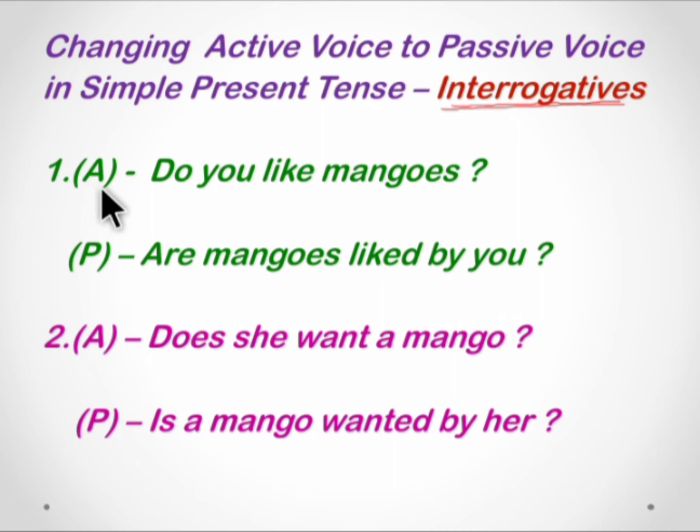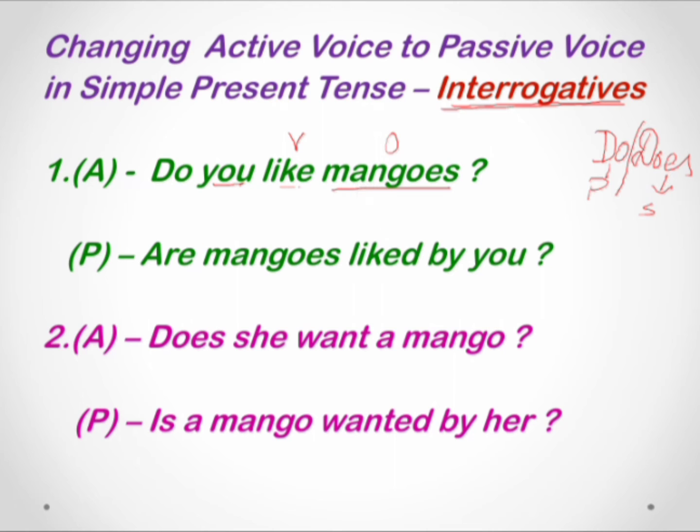Now look at the example. Do you like mangoes? So you is the subject and mangoes is the object. Like is the verb. So these are yes or no type questions. Now do is the verb. Since you is there, you is considered as plural, so we use do. The present do verbs are do and does. Do is used for plural and does is used for singular. So you is considered as plural form, so do is used.